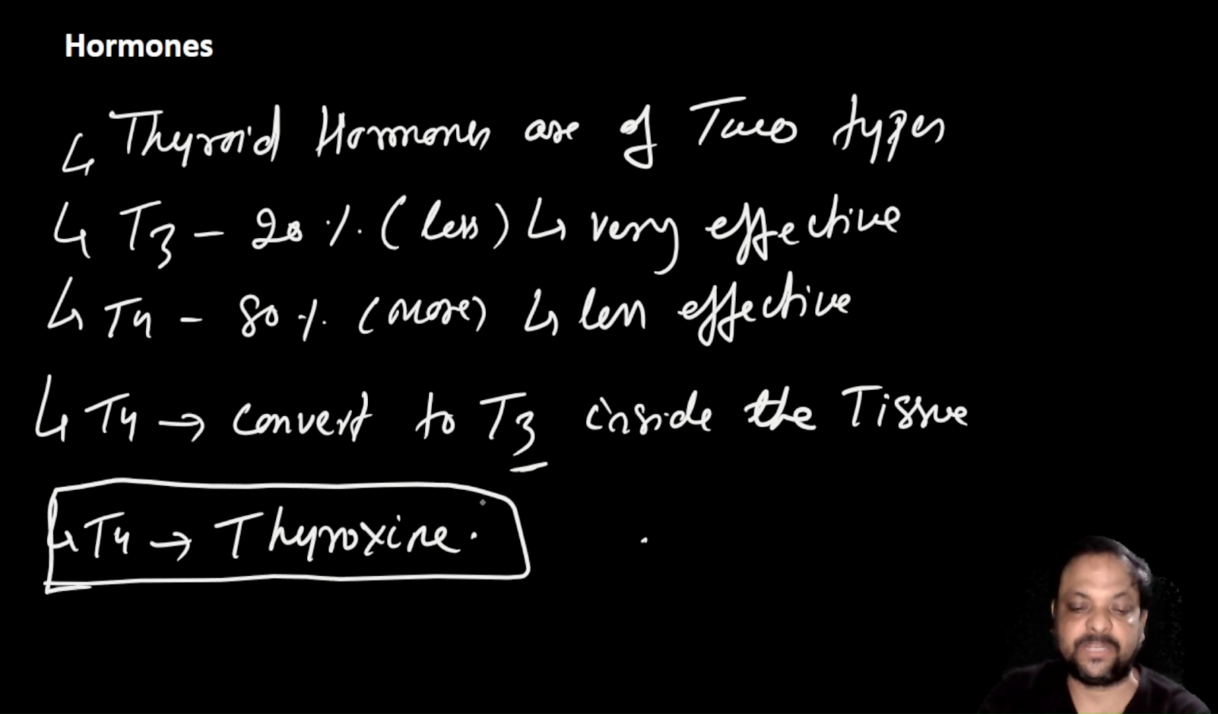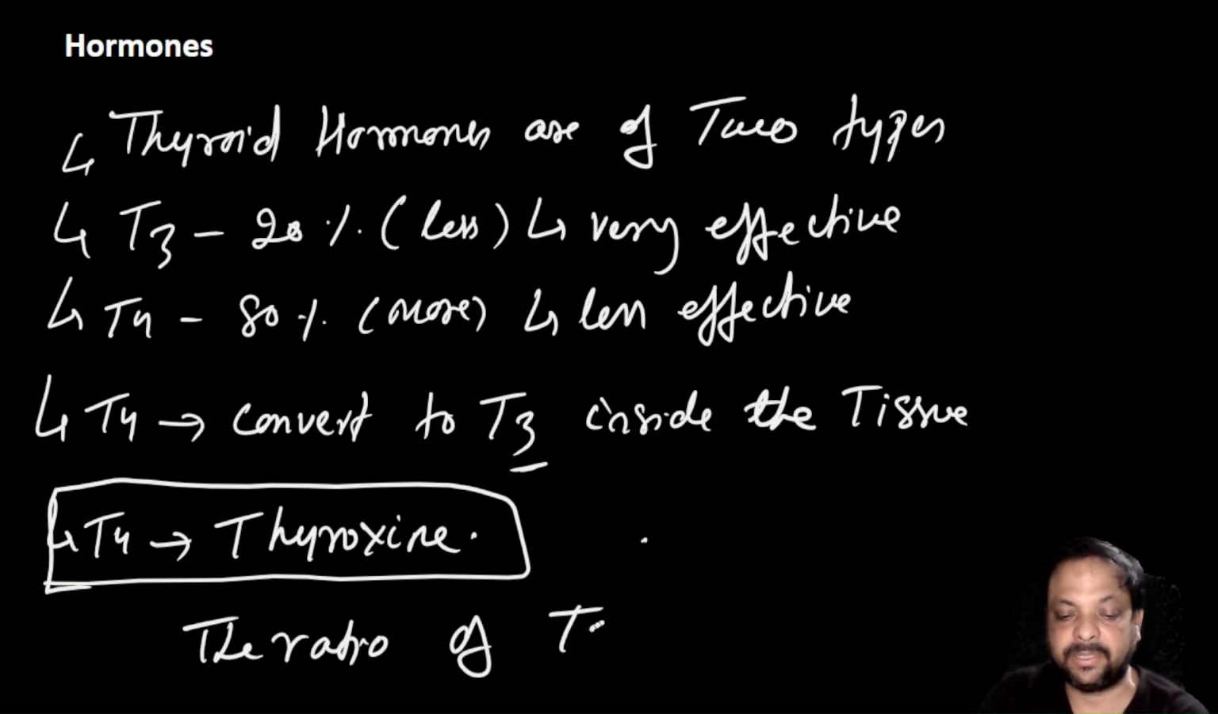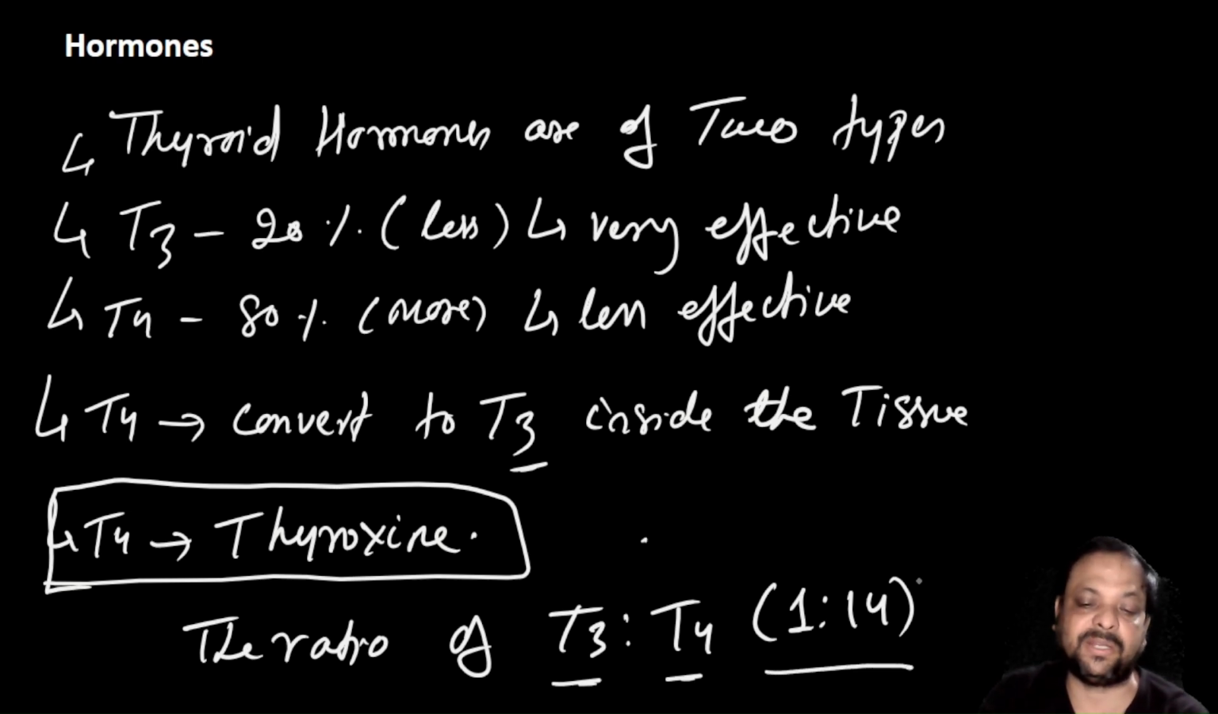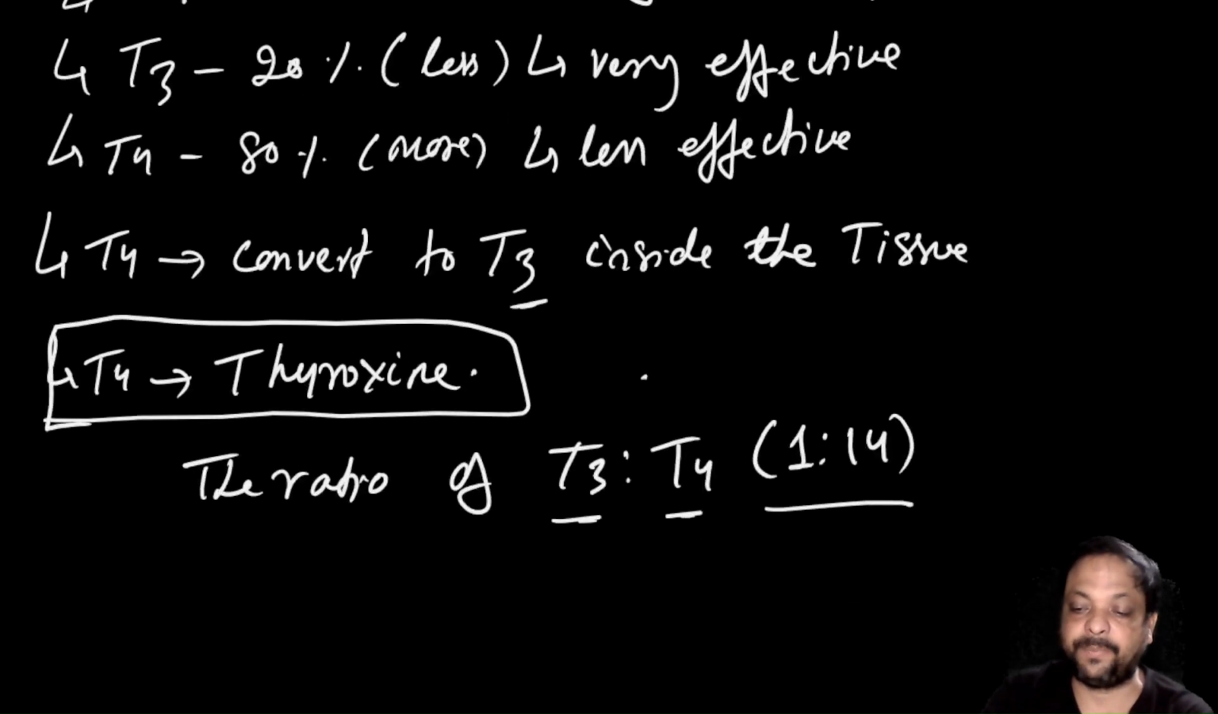Got it? And it has been found that the ratio of T3 to T4 is 1:14. So the ratio of T3 to T4 is always 1:14. Got it? So this is the composition of hormones, and normally the thyroxine hormone, that is the T4 hormone, is synthesized in ample amount, and 20% is T3, but T3 is very effective compared to T4. Got it?